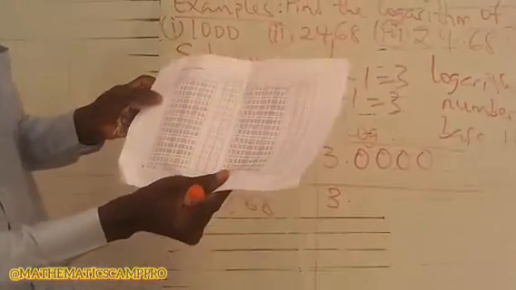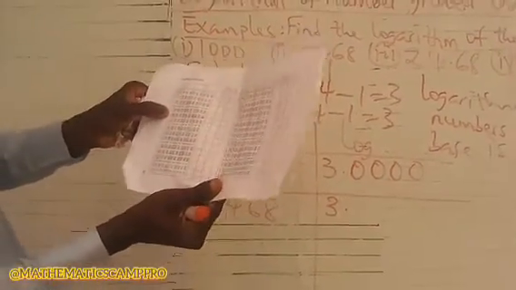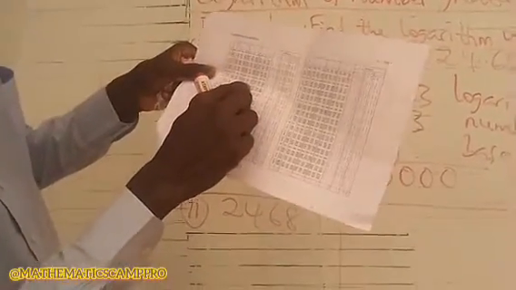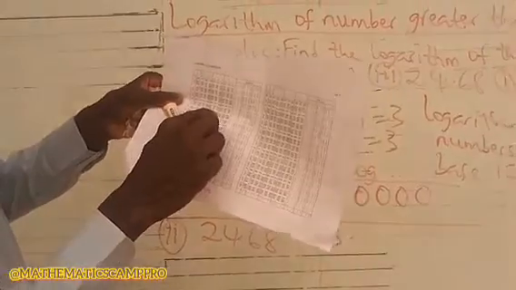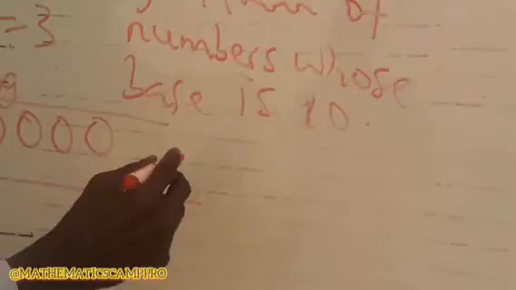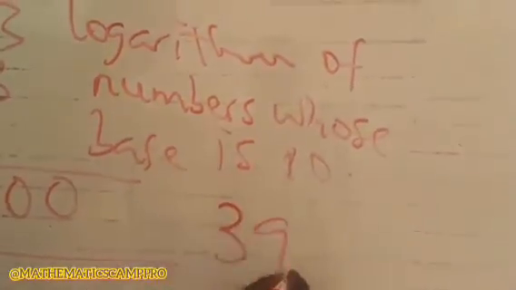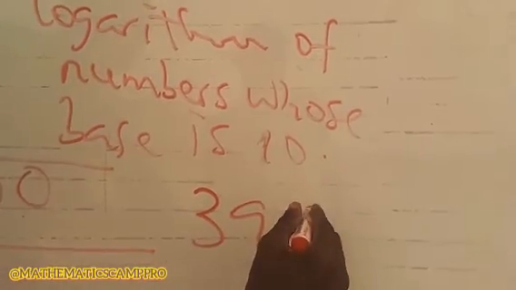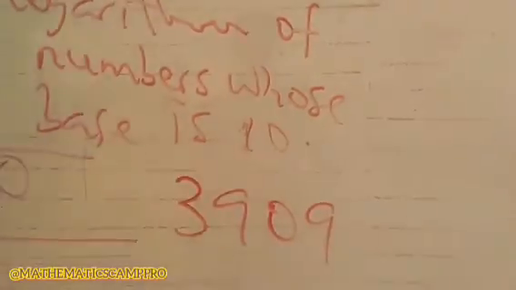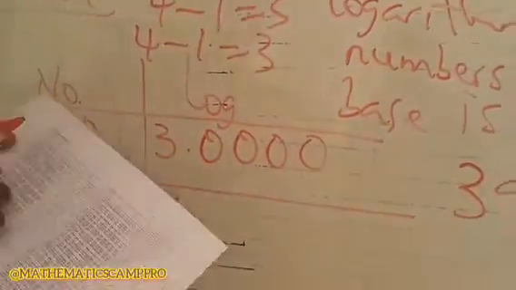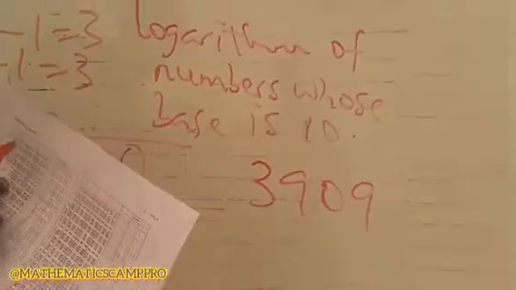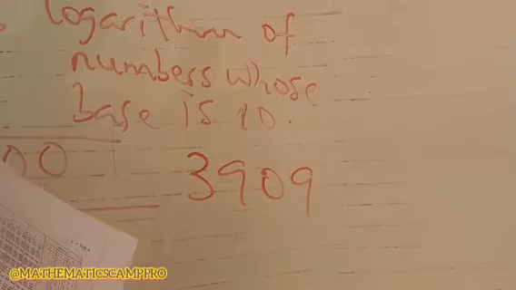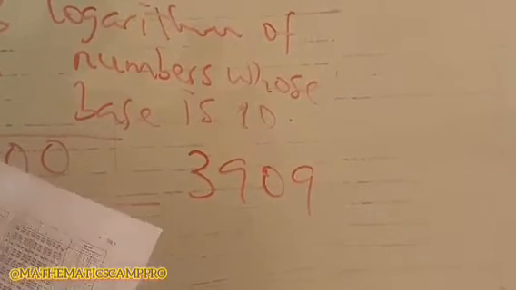Now we are moving to 24. I have 24 under 6. 24 under 6 is giving me 3909. Difference 8 is 14.